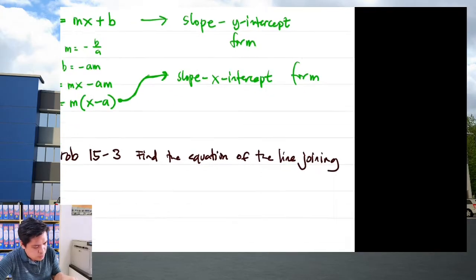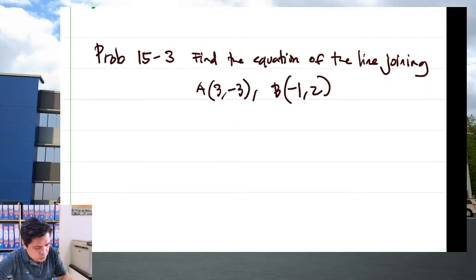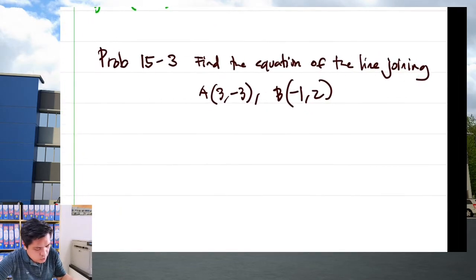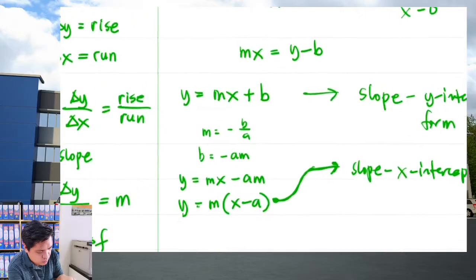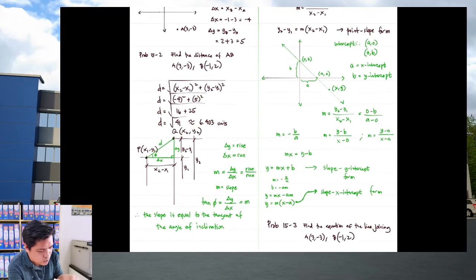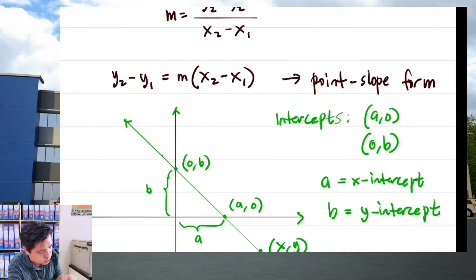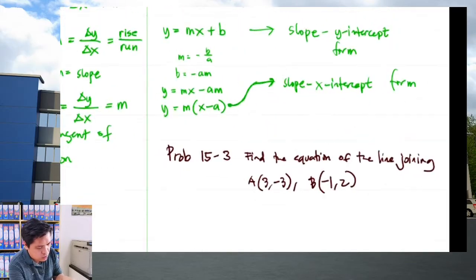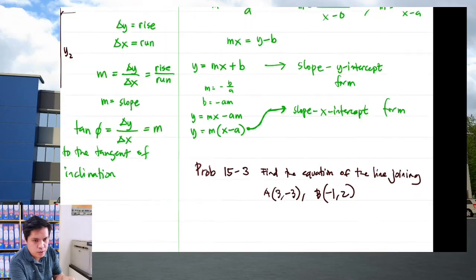So let me copy that. Paste it here. So let's try this one. Problem 15-3. Find the equation joining A and B. Okay, so we have different ways of solving this. You could either use the slope-point form, or you can use the slope-intercept form, either x or y intercept.